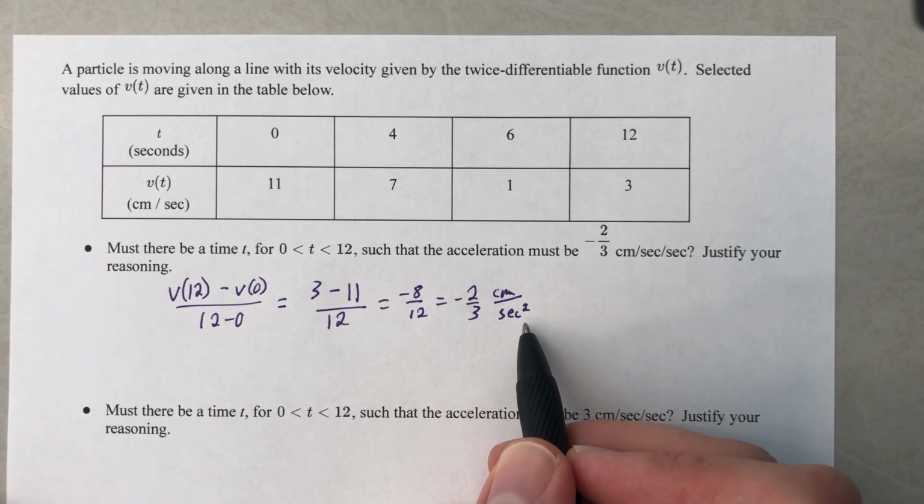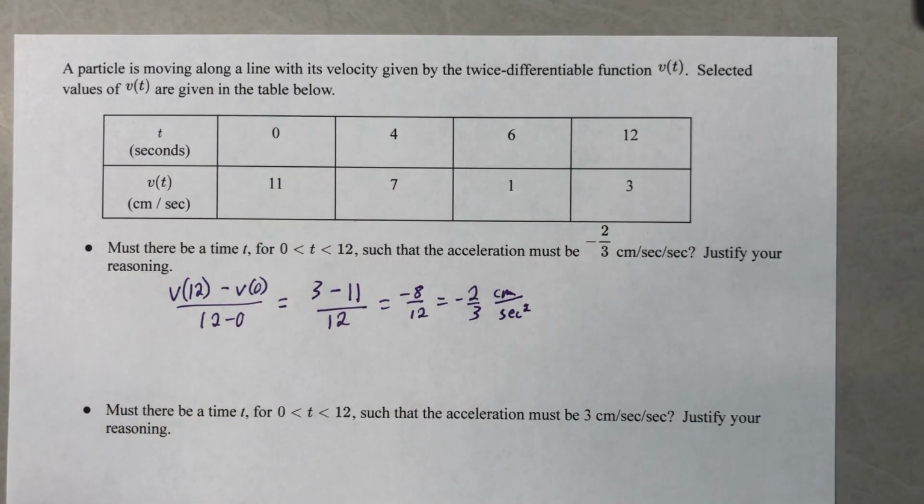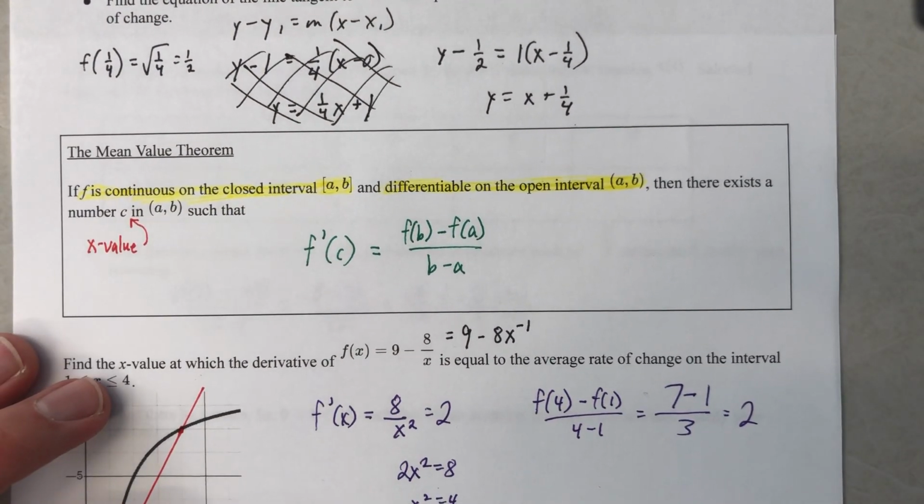Is this true? Is what true? Must there be a time t? Yes. Yes, there must be. How do you know? Here we go. Have we met the conditions of the mean value theorem?